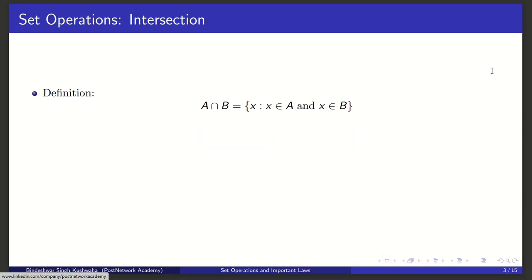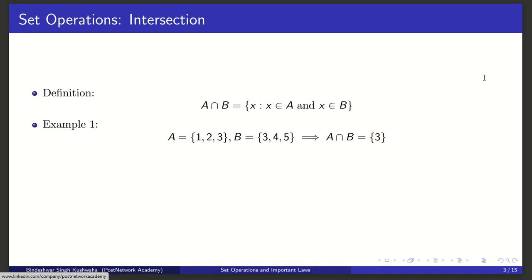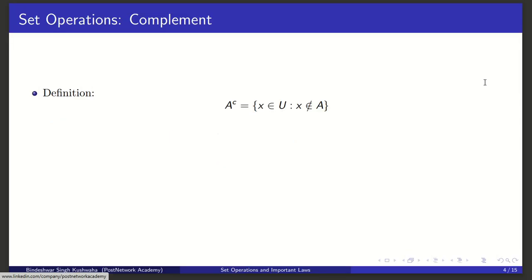Intersection means common elements. That means it is in A and also in B. So it is written as x such that x belongs to A and x belongs to B. Suppose A is {1, 2, 3} and B is {3, 4, 5}. So A intersection B is {3}. Another one: A is {a, b, c} and B is {b, c, d}. So A intersection B would be {b, c}.